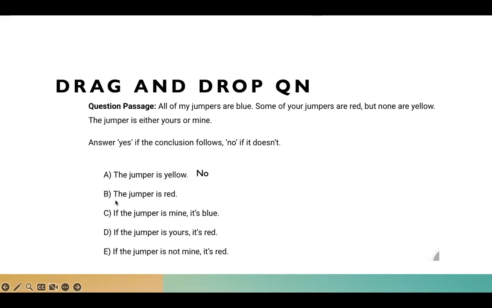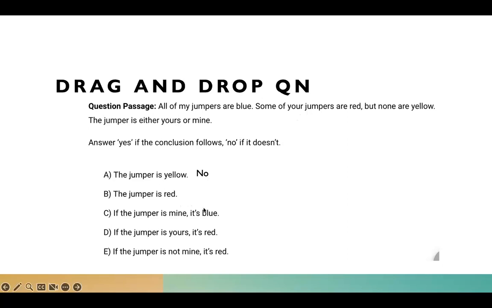The second one, B, the jumper is red. Now, going back to the statement, we've got all of my jumpers are blue, some of your jumpers are red, but none of them are yellow. So we know that some of the other person's jumpers are red, and we don't know whether the jumper is the other person's or mine. So the jumper is red.